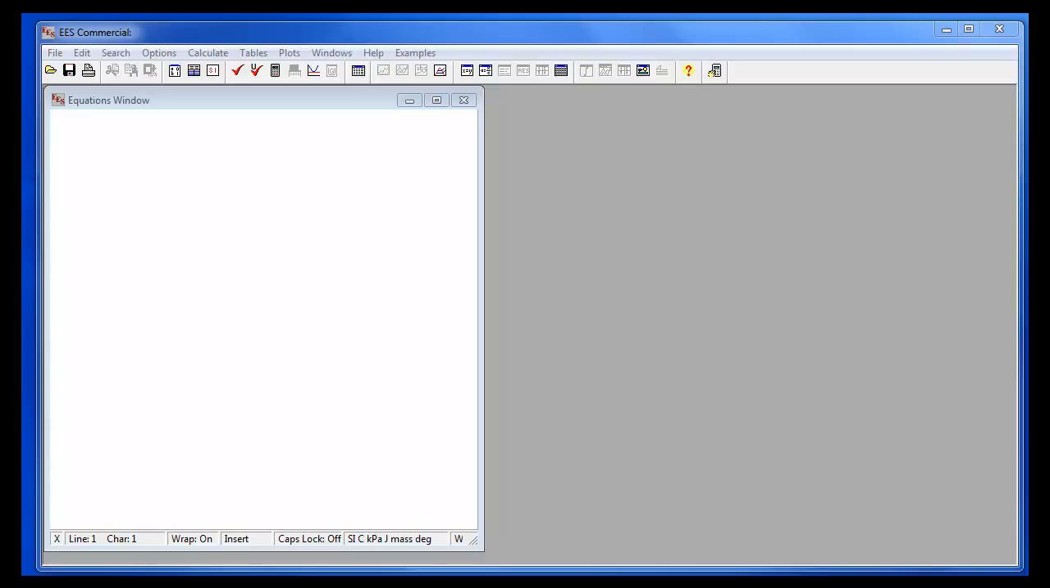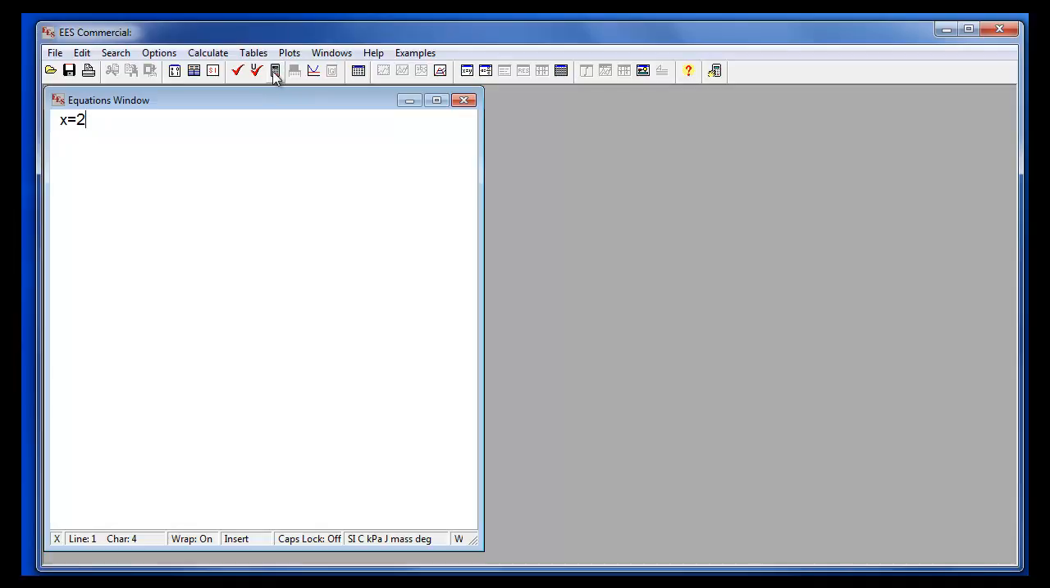When you first launch EES, you're going to see a screen such as I have up here, where this equation window is going to pop up and there's going to be a series of options and a menu bar. I just want to introduce you and poke around on what the various windows look like. First of all, as I mentioned, EES is a simultaneous equation solver, so you can just type equations in here. If I type a simple equation like x equals 2, I can solve that equation for x, which obviously is very simple.